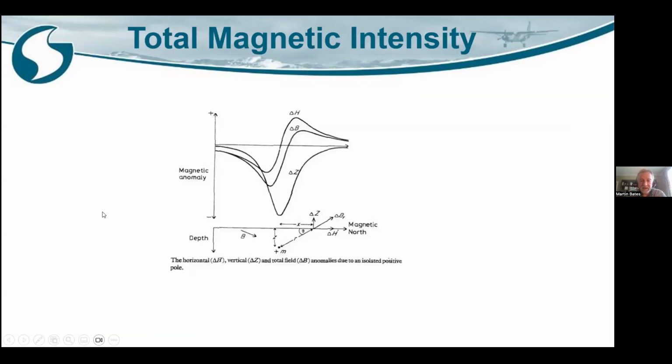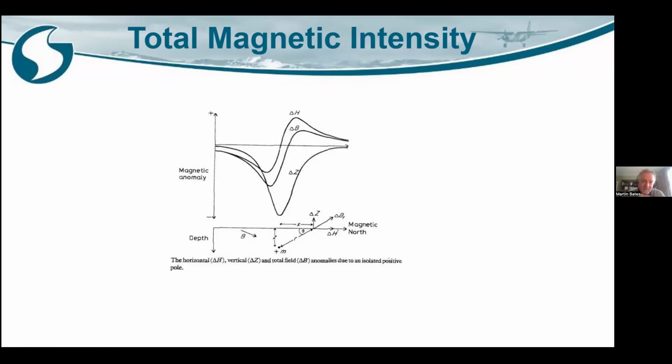So, just a little diagram to show what we're actually measuring. We're measuring a total intensity, which is that delta B. Delta Z is vertical, delta H is horizontal. It's a vector, as I mentioned, but we're only measuring the total field, and that's just a magnetic response from a simple unipole, which is really a non-existent thing. It's just a theoretical thing. Every pole has an opposite pole, as we know in magnetism.